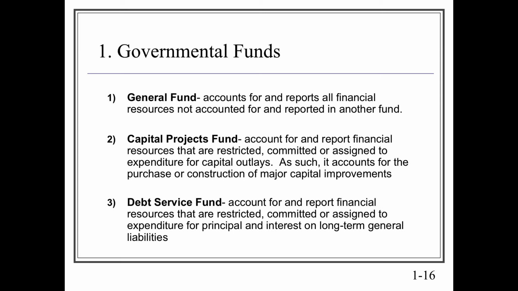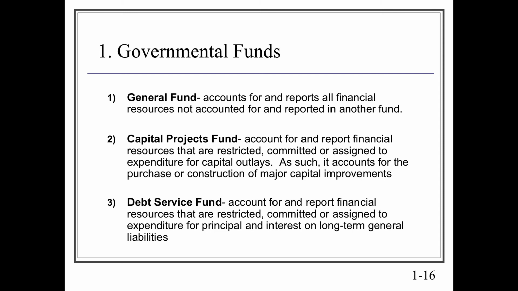Let's take a look at the types of each fund. First, governmental funds. The general fund accounts for most of the basic services provided by the government. Technically, it accounts for and reports all financial resources not accounted for and reported in another fund. The capital project funds account for and report financial resources that are restricted, committed, or assigned to expenditures for capital outlays. As such, they account for the purchase or construction of major capital improvements.